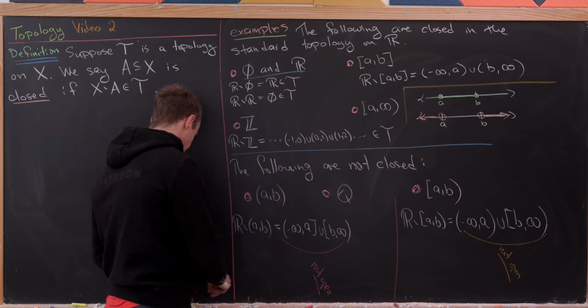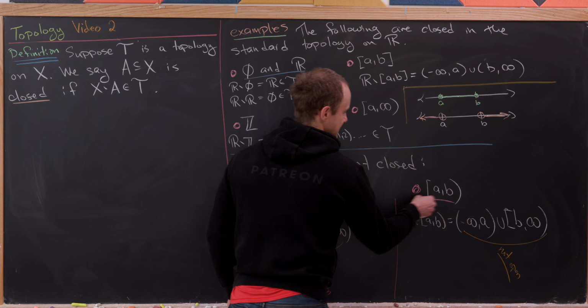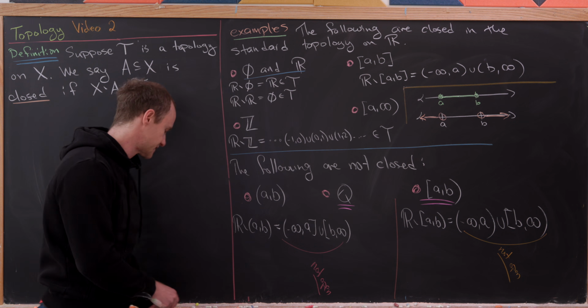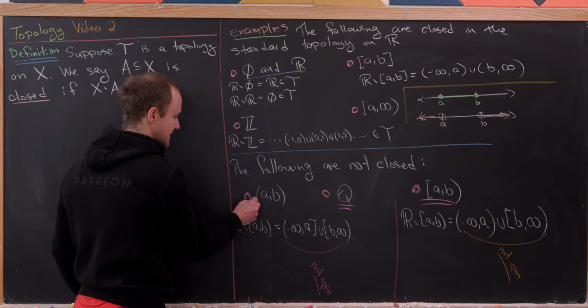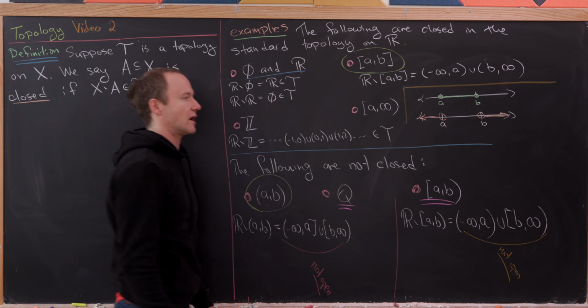So check it out. We've found some examples of things that are both open and closed, and some things that are neither open nor closed. And in addition, some things that were open but not closed, and some things that were closed but not open.